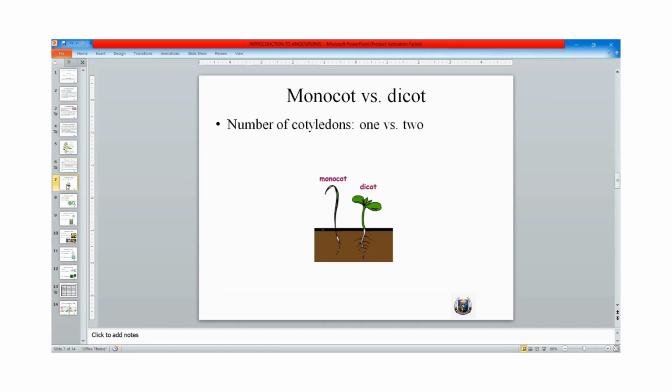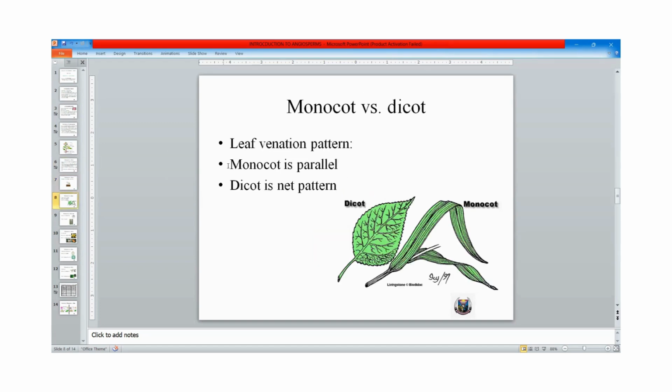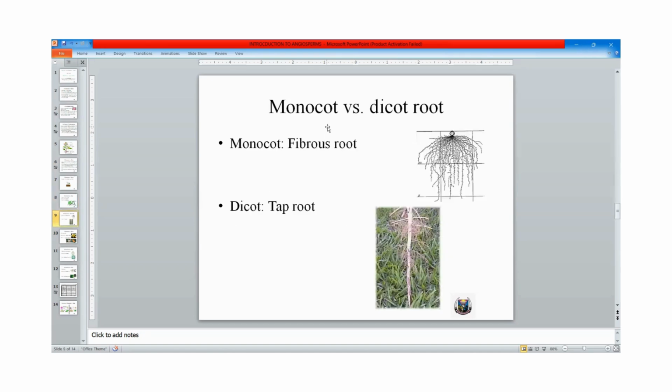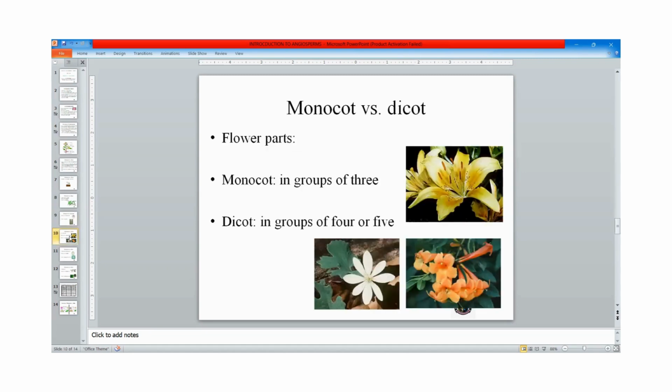Now, let us compare monocot and dicot. Based on number of cotyledon, monocot has 1, dicot has 2. Based on leaf venation pattern, monocot is parallel, while dicot has net venation pattern. Based on root, monocot has fibrous root, while dicot has tap root. Based on flower parts, monocot flowers occur in groups of 3, while those of dicot occur in groups of 4 or 5.